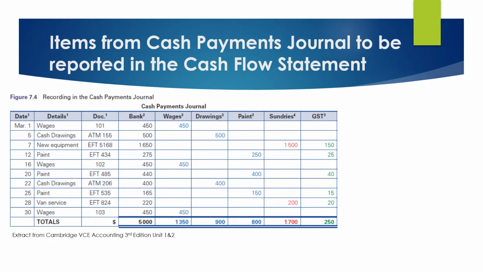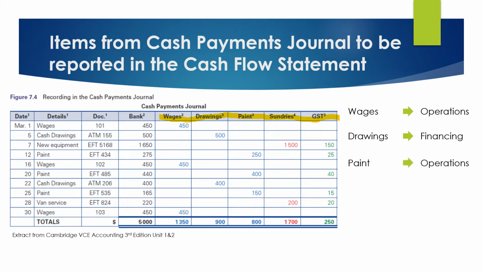Next, we look at the Cash Payments Journal to identify the cash outflow items that need to be reported in the cash flow statement. Similar to what we've done with the Cash Receipts Journal, we look at the specific classification of the transactions to know what to report. So we start with the wages, where the total is reported under operations. Drawings is reported under financing. Paint, which is paint supplies, is reported under operations.